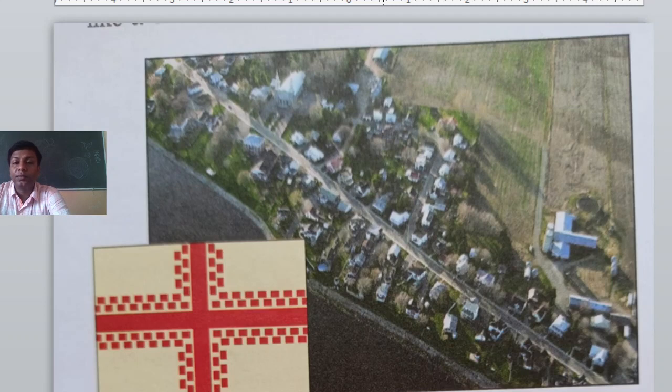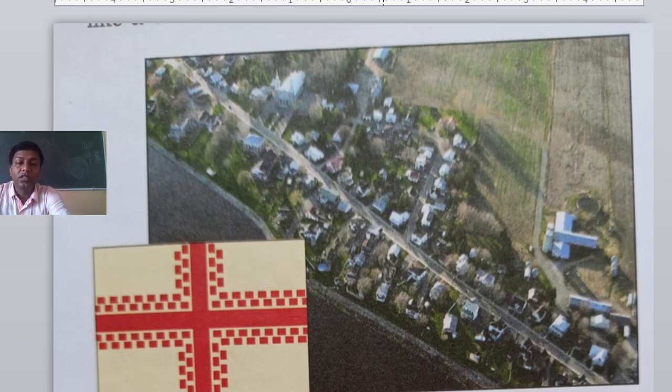In this video today, we are going to discuss settlement. Dear students, in the topographical map, you know that we can draw natural features and man-made features both. So today we are going to discuss the man-made feature of settlement.